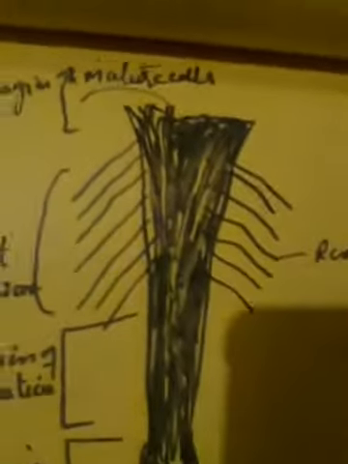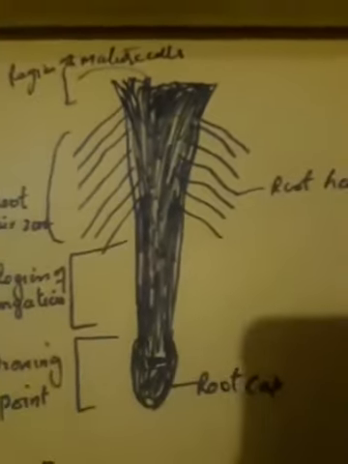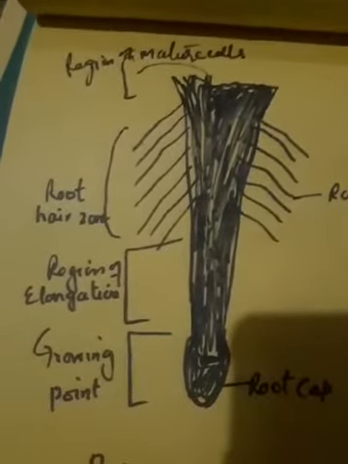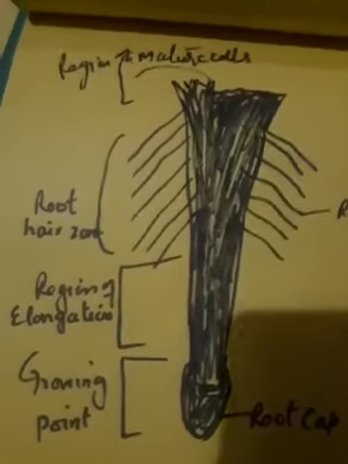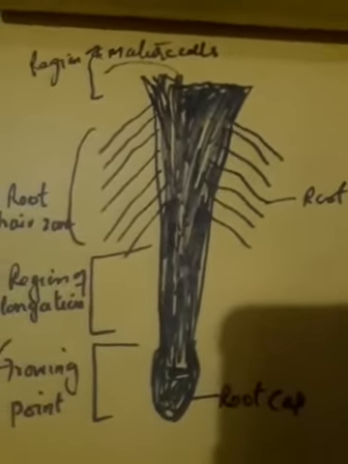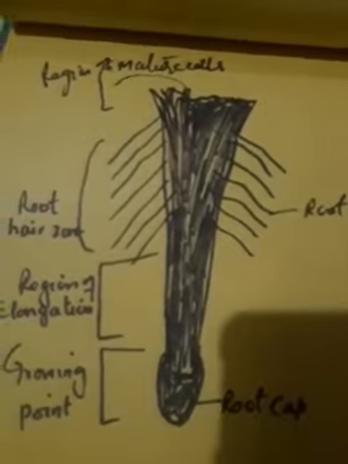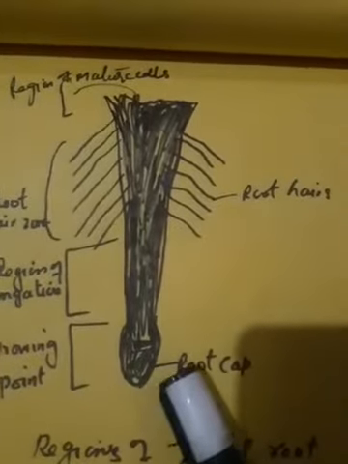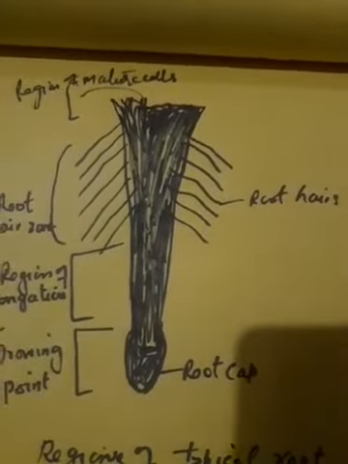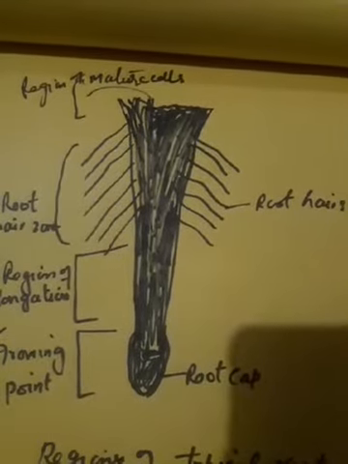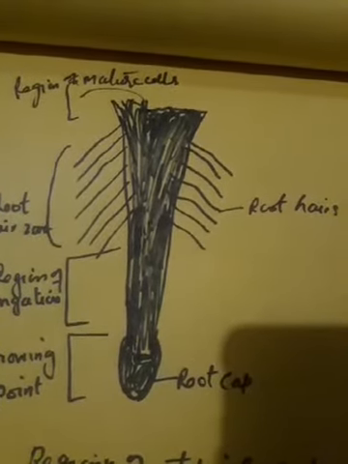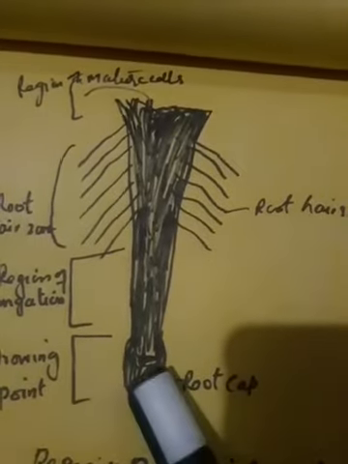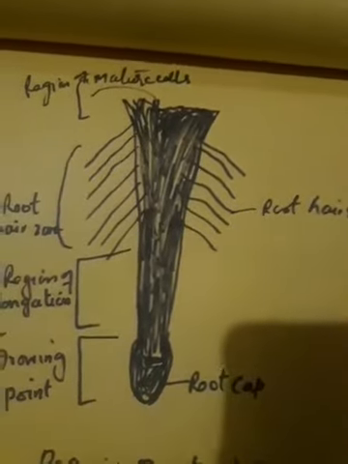So far as the structure of the root is concerned, it is divided into typically five regions or parts. The first region is known as the root cap. It is a thimble-shaped or cup-like parenchymatous multicellular structure which covers the root meristem.